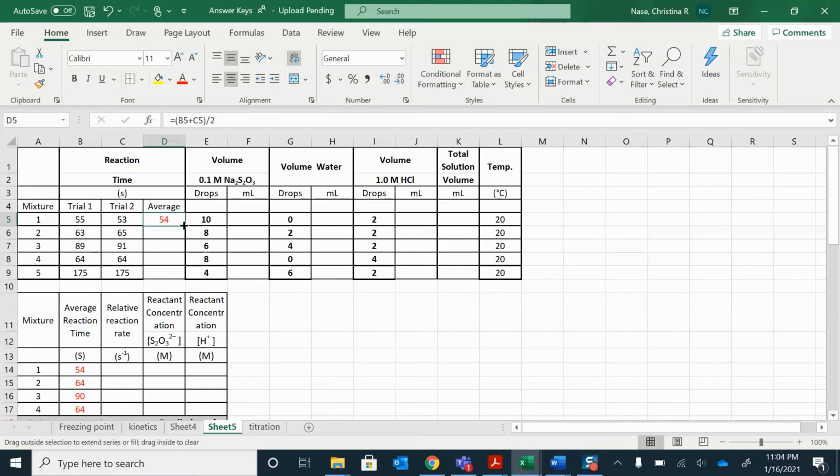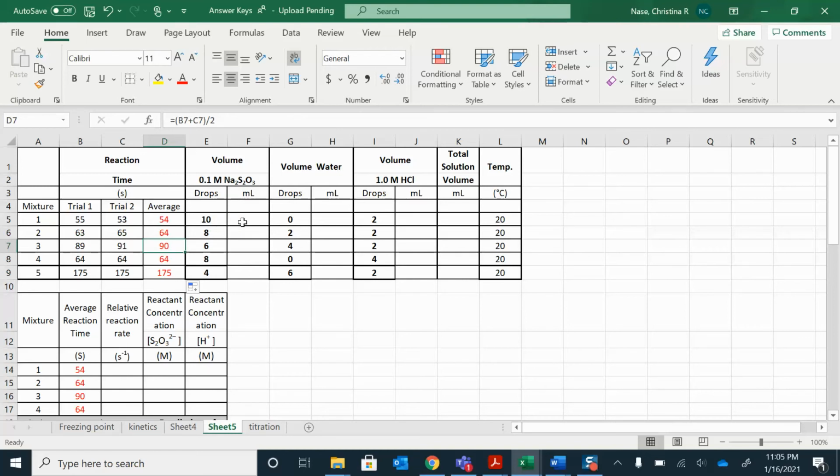For Excel, I would just highlight that cell and then click over on the right till that cross sign comes and drag down, and it's going to do all those calculations for me. So you can confirm that this is 175, this is 64, 89 plus 91 divided by 2 is going to be 90. So those are your average times. We're going to need those, especially when we get down here, because we're going to have to find the relative rate.